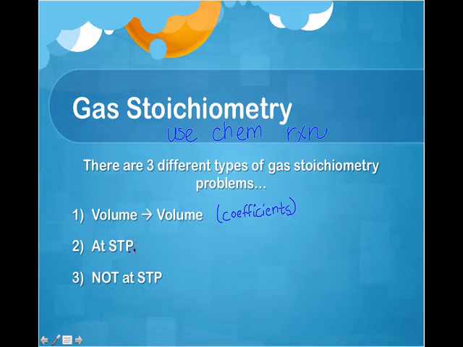When we're at STP, we get to use the 1 mole equals 22.4 liters. And then when we're not at STP, we have to use PV equals nRT. And we'll talk about each of these individually in just a second. But they're all just a little bit different, and we're going to do a couple practice problems with each type.